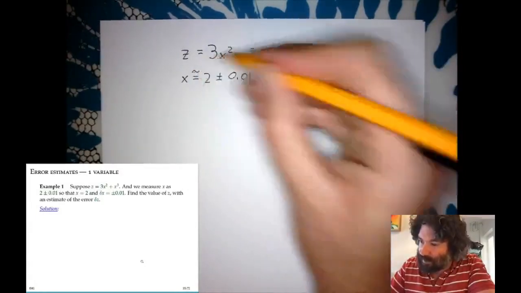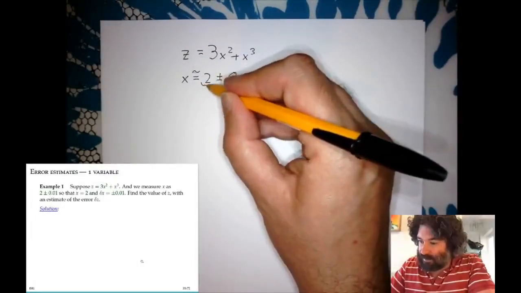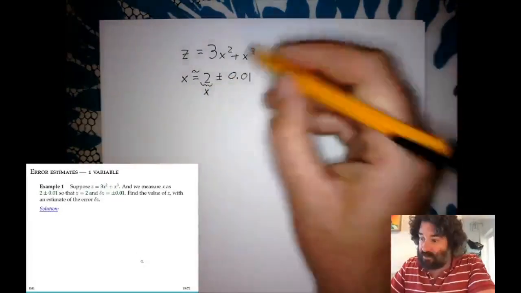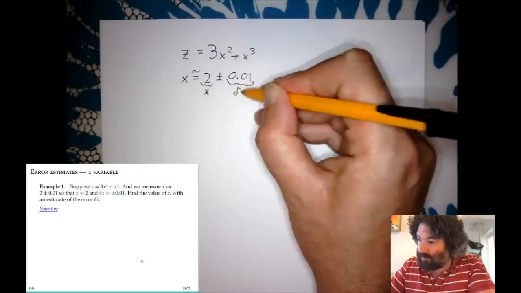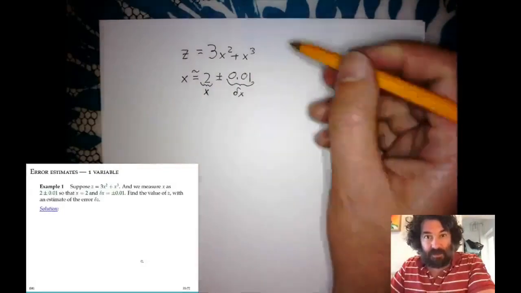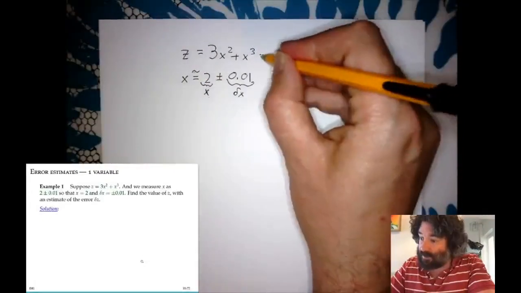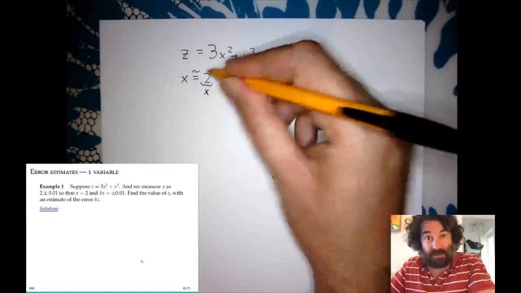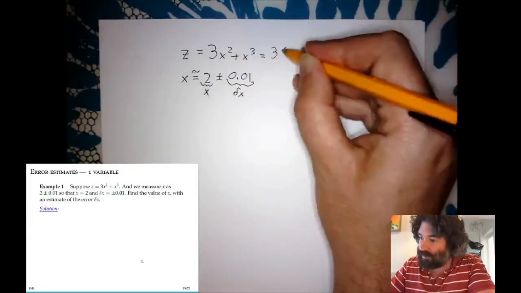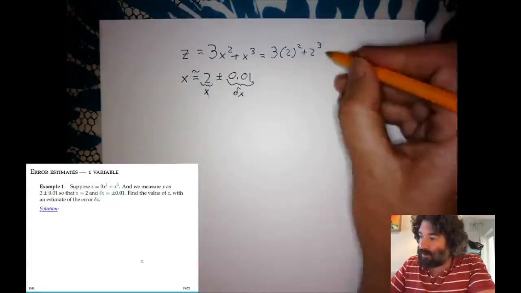I should maybe say x is approximately equal to this. There's some error here. We don't know what it is exactly. And I'm actually going to use the notation here. This part is x, the measured value, and this part is delta x, the error. They have some measured value plus or minus this error. And so we first of all calculate our estimate for what z is based on the measurement that we made. X is 2, and so we plug in x equal 2 here. 3 times 2 squared plus 2 cubed is 20.